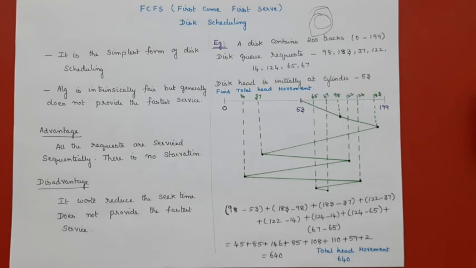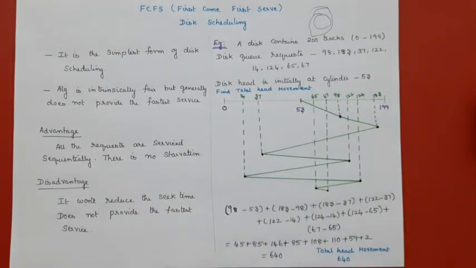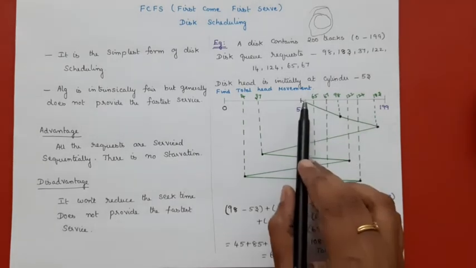In the case of your FCFS algorithm, all the requests will be serviced, it won't suffer from starvation. So here in this case, all the requests have been serviced. Once this is done, I need to find out the total head movement. So how will I find out the total head movement? I'm just going to take these two.